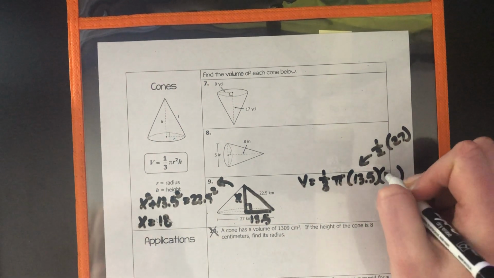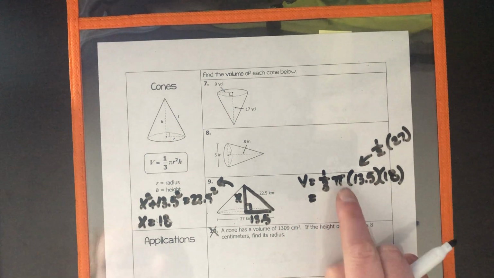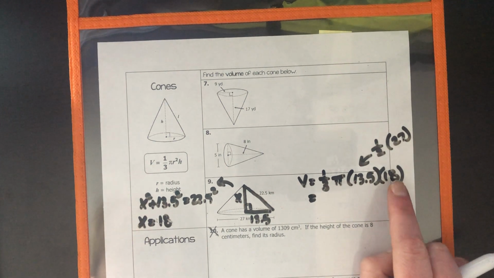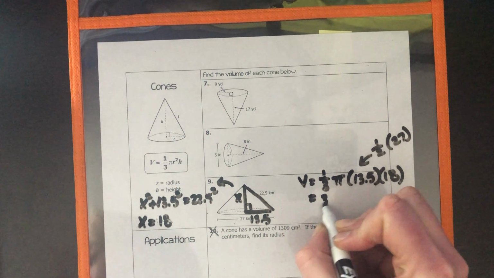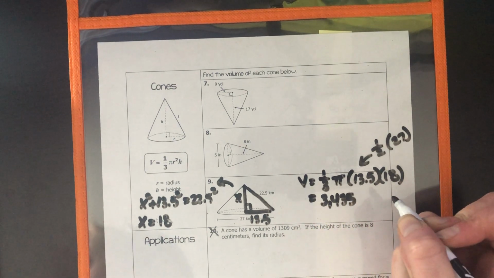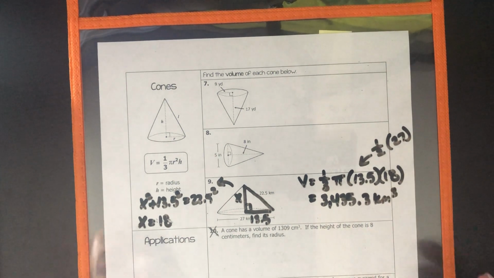So then we can finish off this problem. So 1/3 times pi times 13.5 times 18, had to use Pythagorean theorem. You do get a large number, 3,435.3 kilometers cubed.